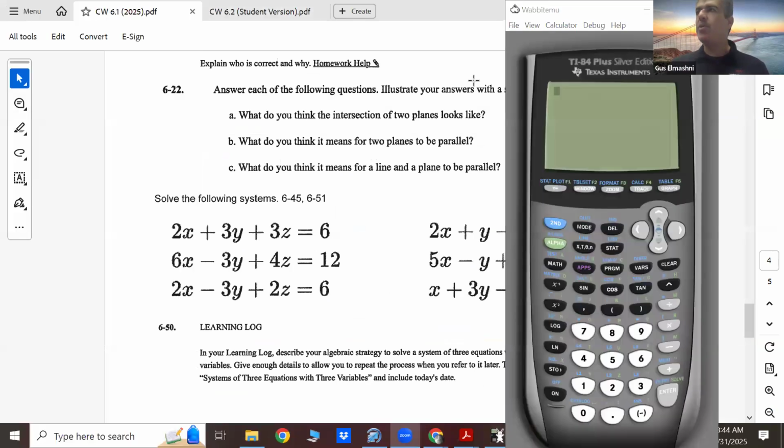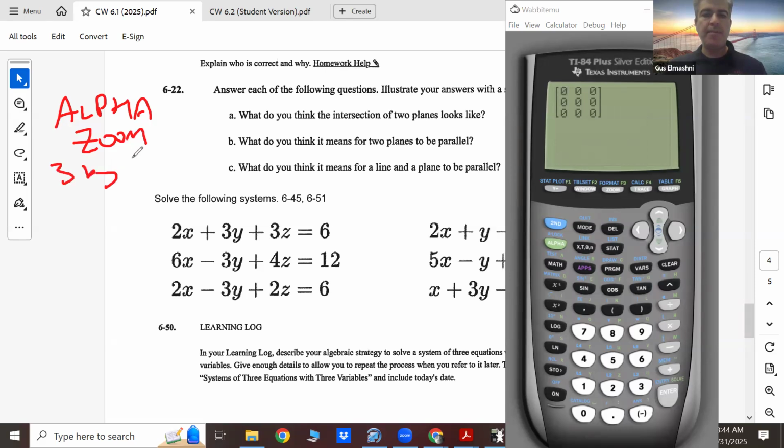Okay, so here's what you want to do when you solve this. I'm gonna write down the steps as well. You hit alpha, zoom, and we're gonna do this several times today, so you'll have a chance to practice this. Right now, you can just watch. So you create something called a 3x3 matrix. Alpha, zoom, and you do a 3x3. And you simply just type the numbers in.